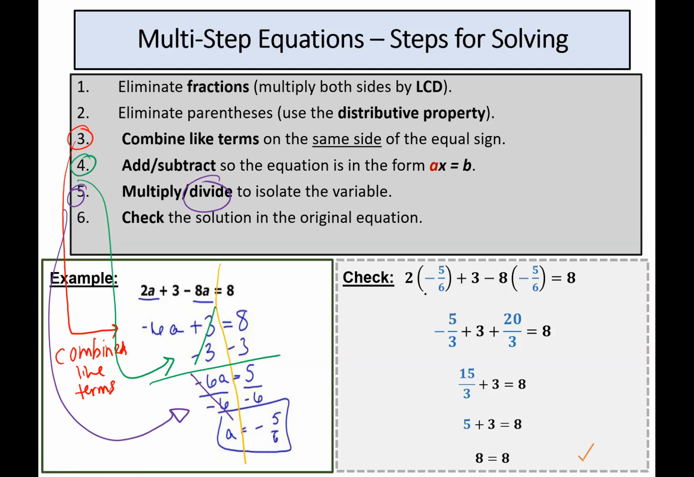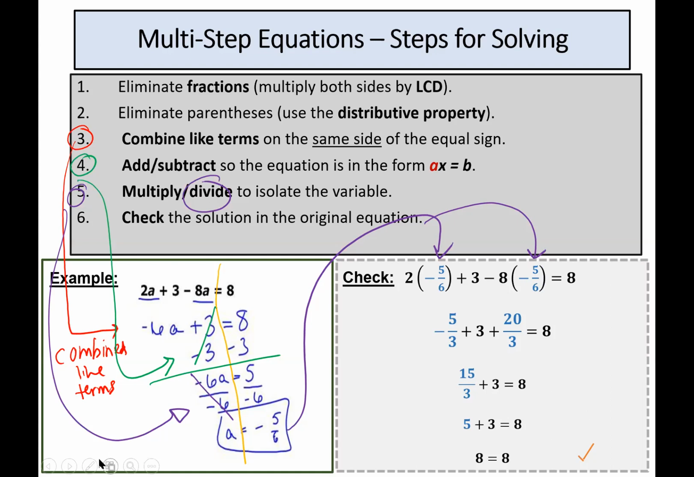Okay, and then you can see over here with the check, the original problem has been written, but instead of a, there's parentheses, and the solution has been plugged into those parentheses. So the check looks like this. 2 parentheses negative 5/6, close parentheses, plus 3 minus 8 parentheses negative 5/6, close parentheses, equals 8. And now we basically simplify all the way down to see if both sides are in fact equal.